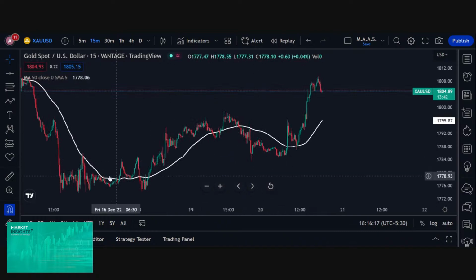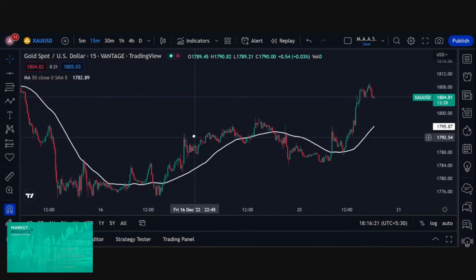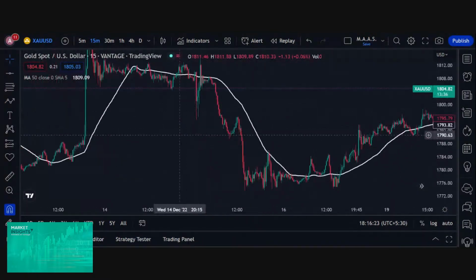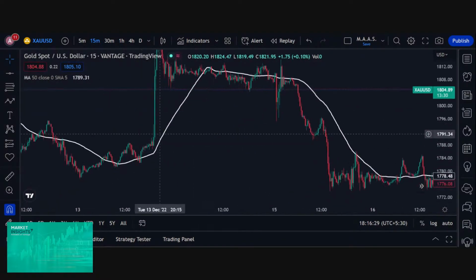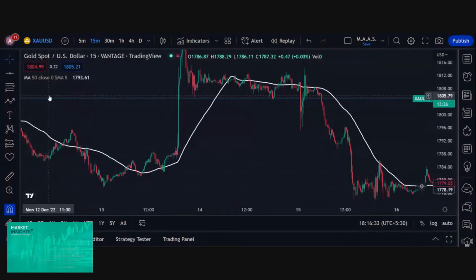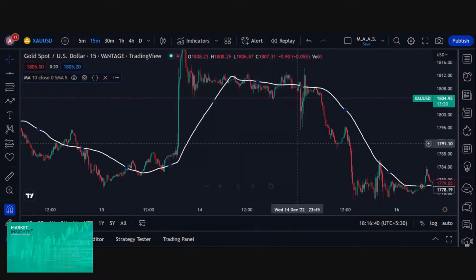And this was one perspective, right? So going down, that means downtrend. But the problem with moving average is that it identifies a trend very slowly, because it is counting in the previous closings also. So if I'm changing this 50 to, let's say, 10, now see the moving average.